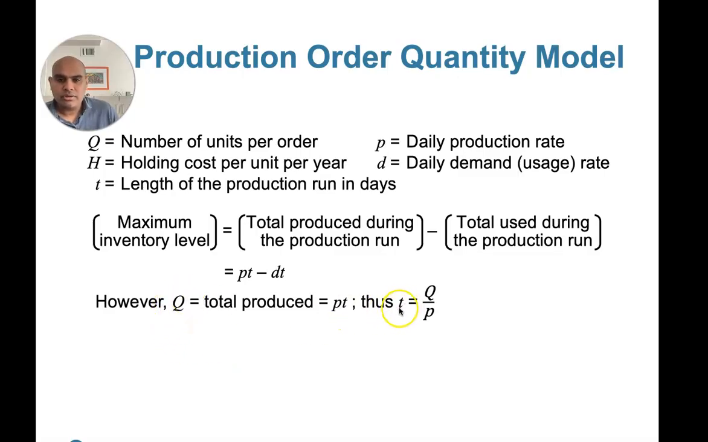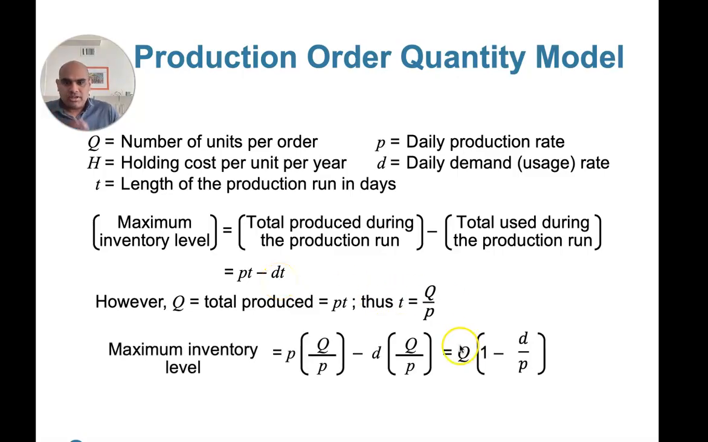So the production cycle t is Q divided by P, right? So if I plug that into the maximum inventory level here, the maximum inventory level will be Q times 1 minus D over P. So this is the maximum inventory level.